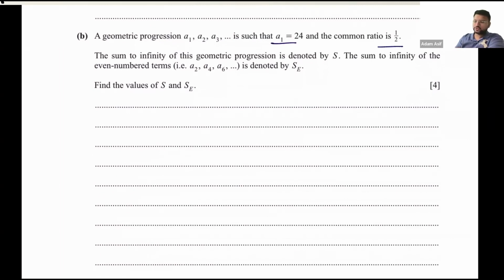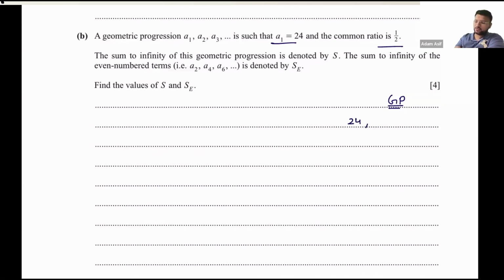The sum to infinity of this geometric progression is denoted by S. The sum to infinity of the even number terms A2, A4, A6 is denoted by SE. Find the value of S and SE. So, ये geometric progression है जिसका first term है 24, ठीक है, और कॉमन रेशियो है 1/2.